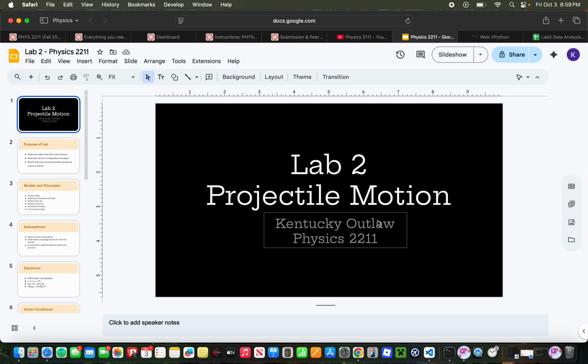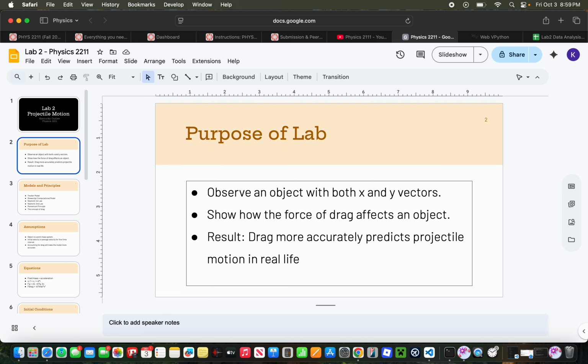Two, this is projectile motion. So the purpose of this lab was to observe an object with both x and y vectors and to show how the force of drag affects an object. And the result we get is that drag more accurately predicts projectile motion in real life.